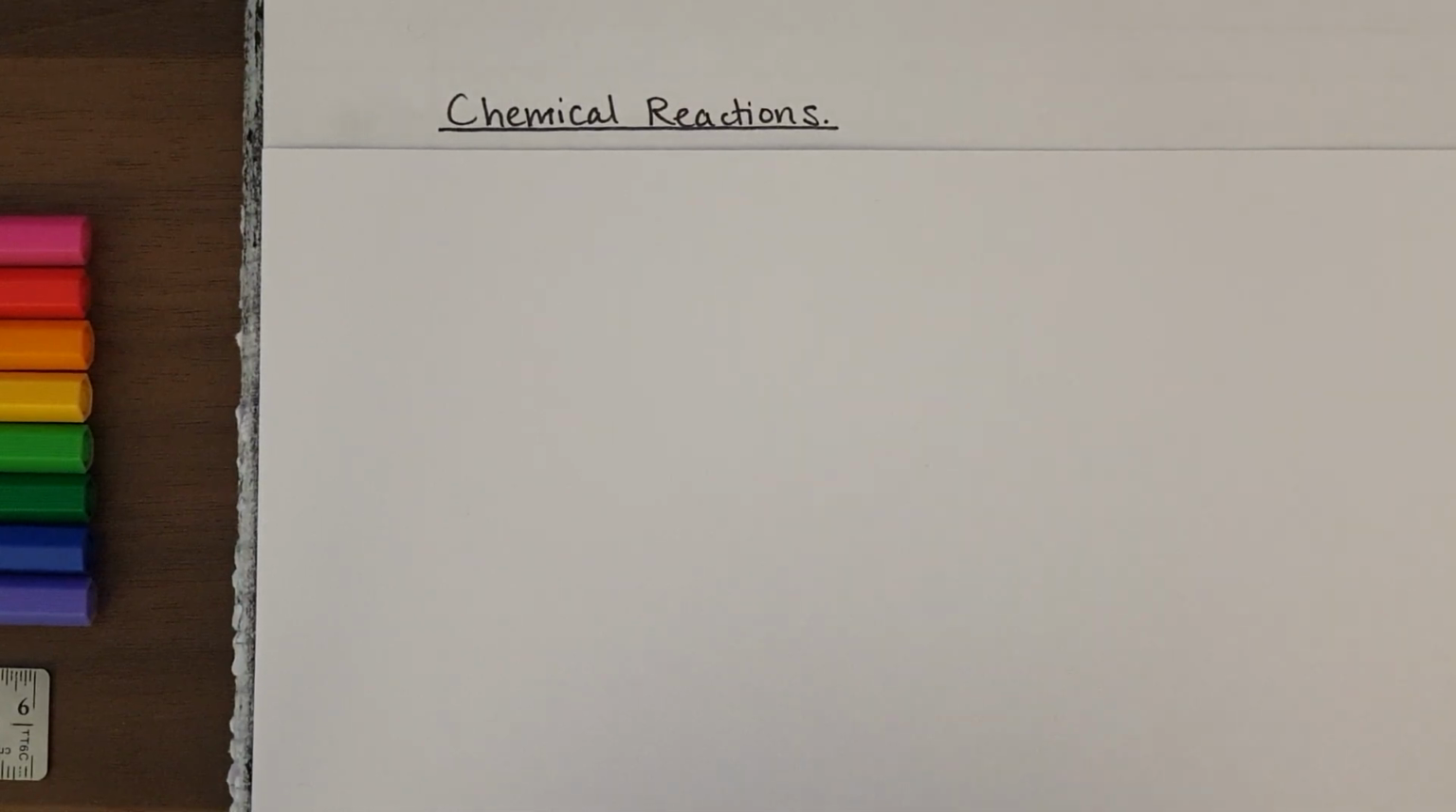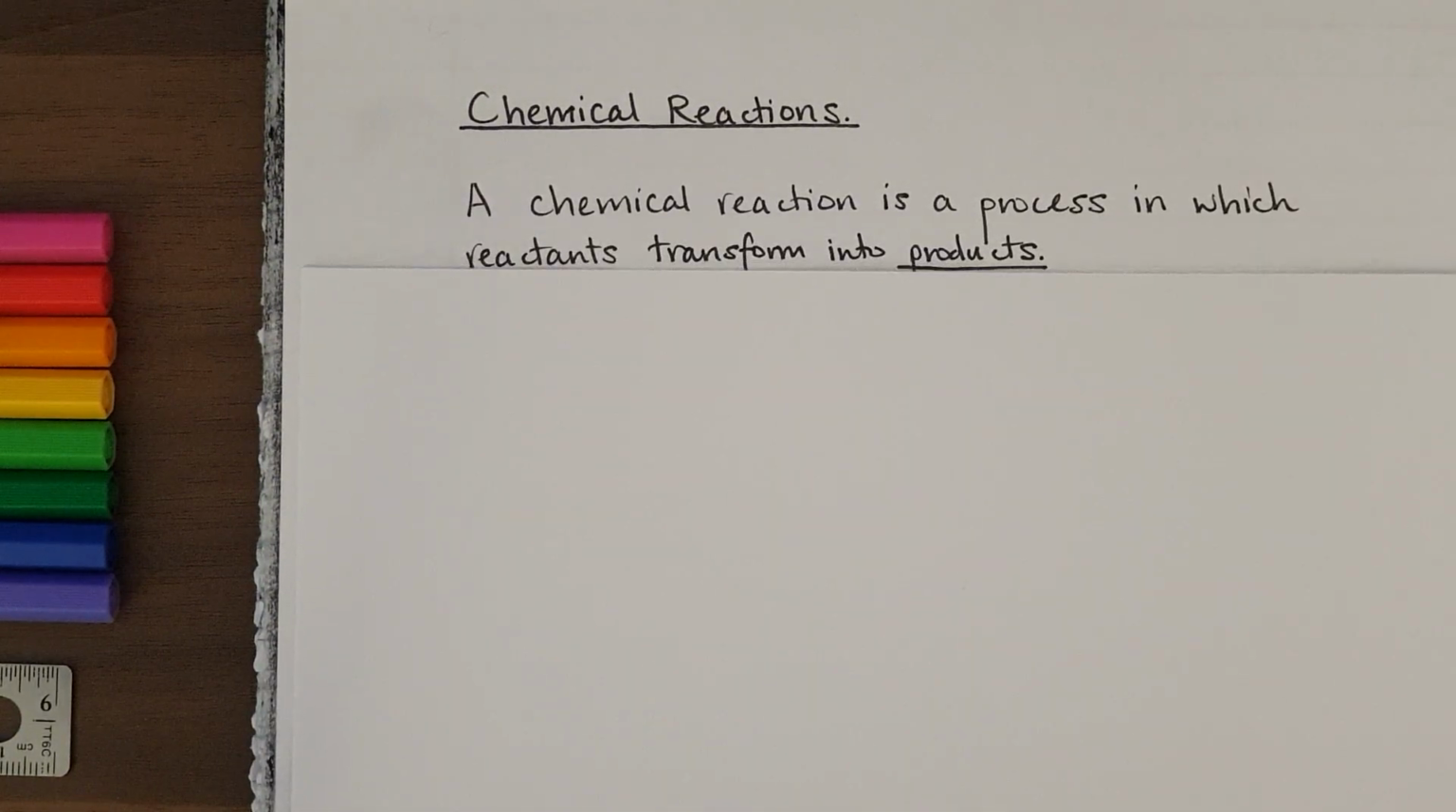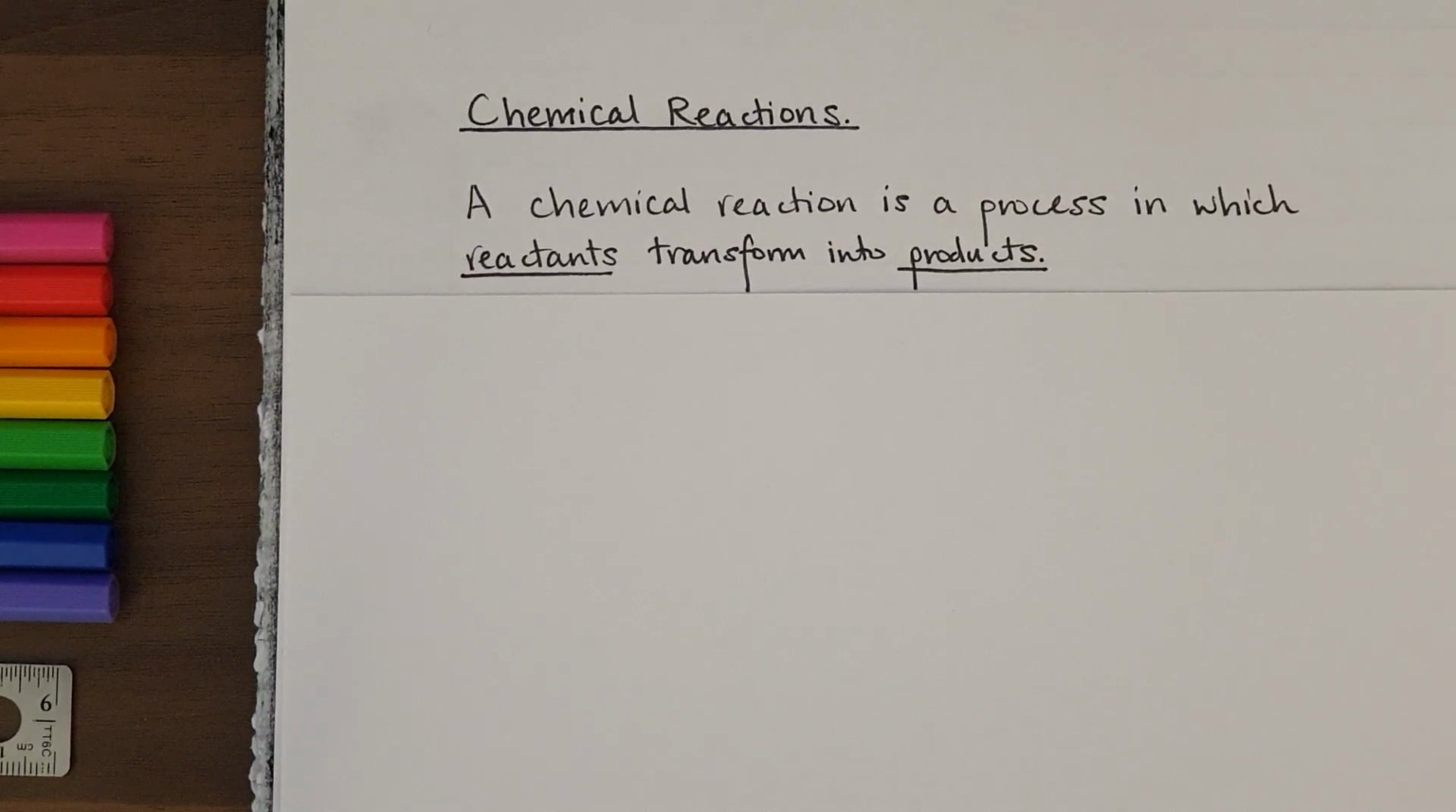So when you think of what is a chemical reaction, you might be thinking, well, that's something that involves an explosion or things mixing together to bubble and produce something exciting. But from now on, whenever you hear the term chemical reaction, I want you to think of a process that involves reactants transforming into products. So what does that mean?